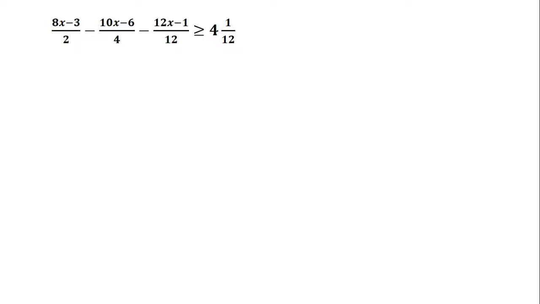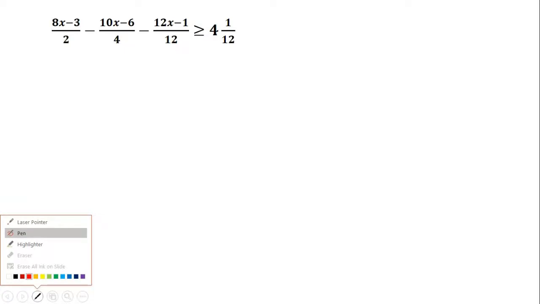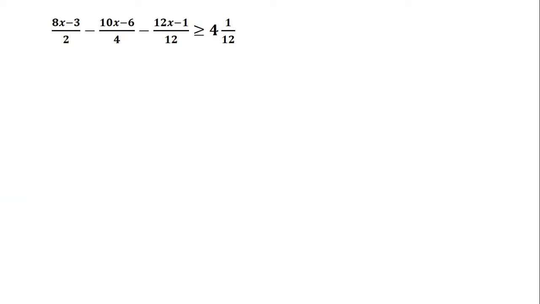We are being given (8x minus 3) over 2 minus (10x minus 6) over 4 minus (12x minus 1) over 12 greater than 4 whole number 1 over 12. So how do we solve this? As I said in the previous videos, the first thing you need to do is to identify the fractions. So here the fractions are 8x minus 3 divided by 2, 10x minus 6 divided by 4, 12x minus 1 divided by 12, and 4 whole number 1 over 12.